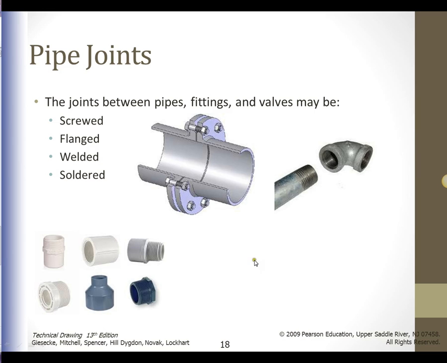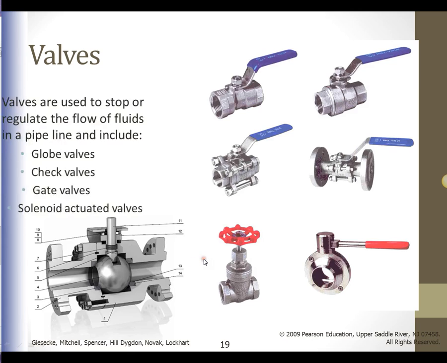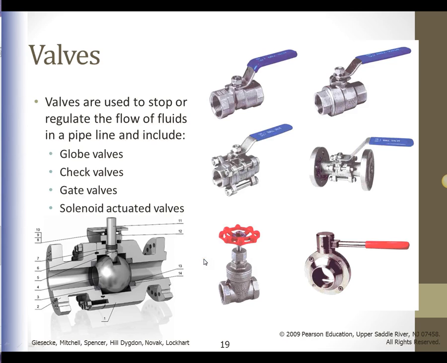Now, another thing when you're doing piping diagrams, you're always going to have some types of valves. Valves are used to stop or regulate the flow of fluid in a pipe, and the different types of valves include globe valves, check valves, gate valves, and solenoid or actuating valves. This picture here is a ball valve. These are ball valves where, when you turn the handle, the ball rotates and stops the flow. These are gate valves.